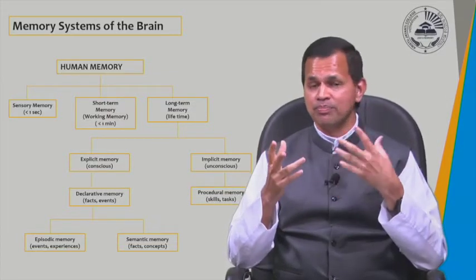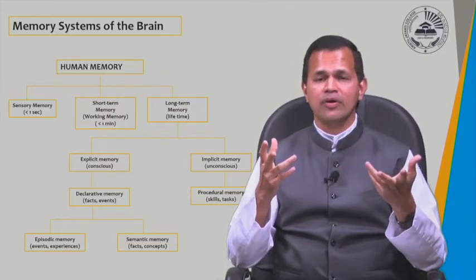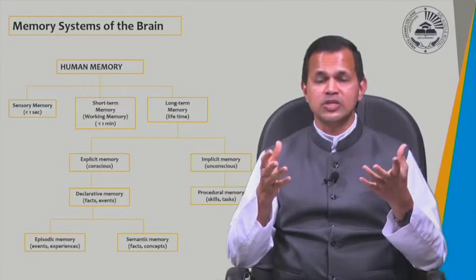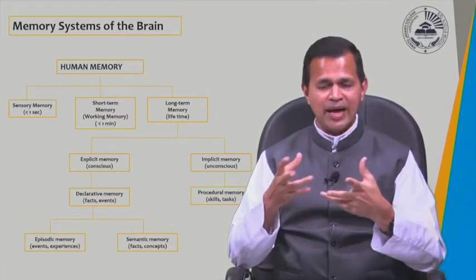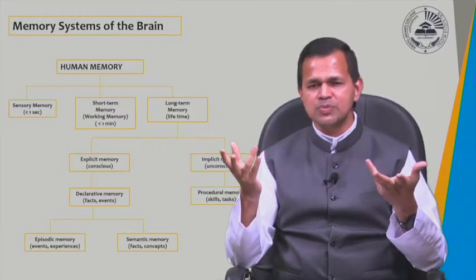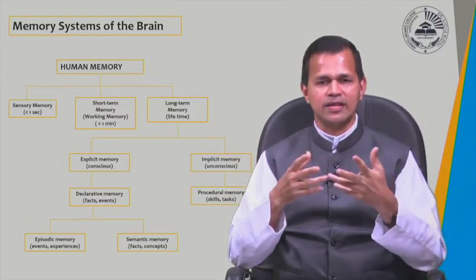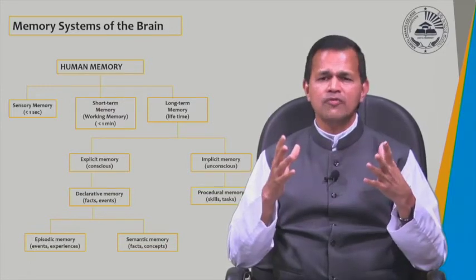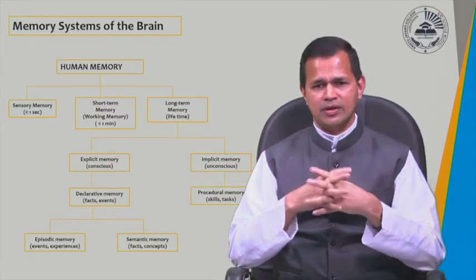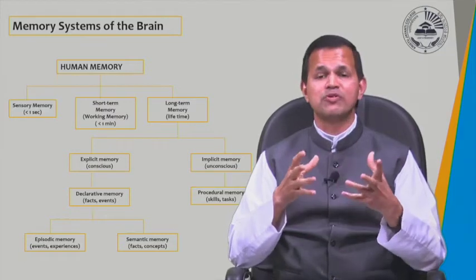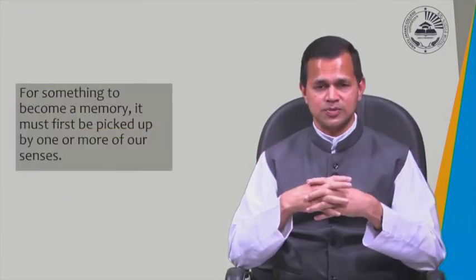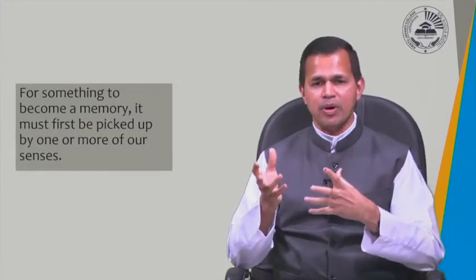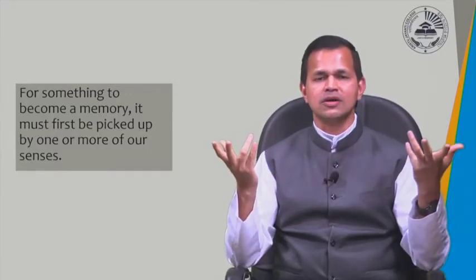Episodic memory means the memory of those things which happened as an event in your life, or an experience that you had in life. And semantic memory is like concepts and facts and things like that. So for something to become a memory, we all know that it must first be picked up by one or more of our senses. Only then can it become a memory. If it has not been picked up, it is gone.